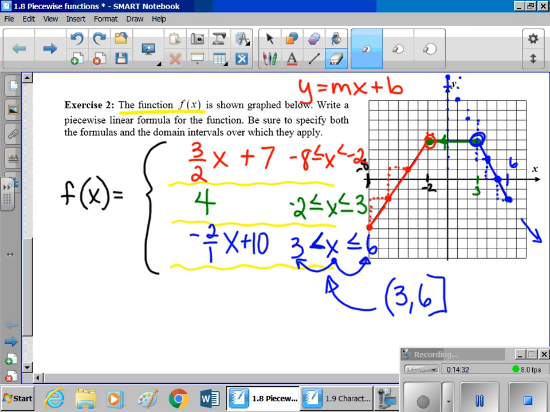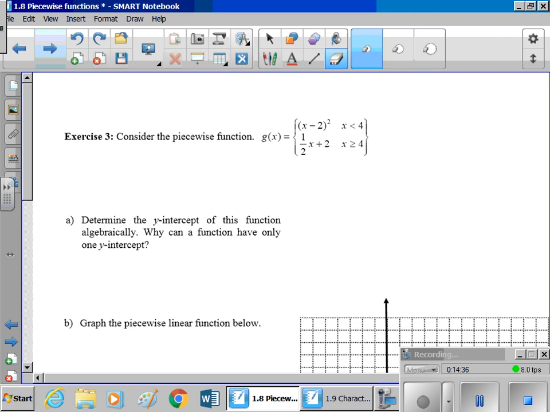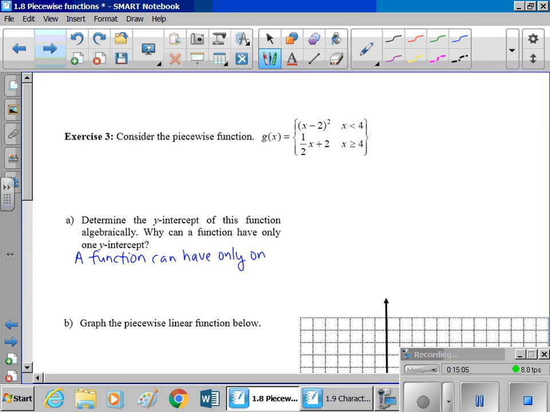Okay, let's move on. Exercise 3. Consider the piecewise function. Now, it says determine the y-intercept of this function algebraically. Why can a function have only one y-intercept? Well, hopefully you remember the reason. A function can have only one output for every input.